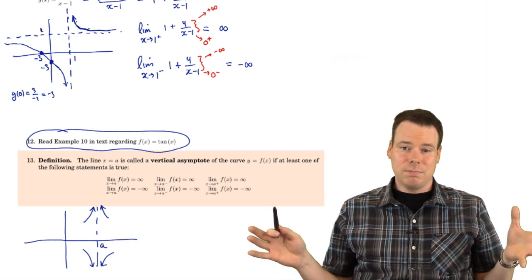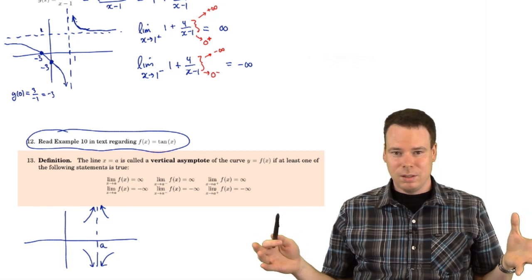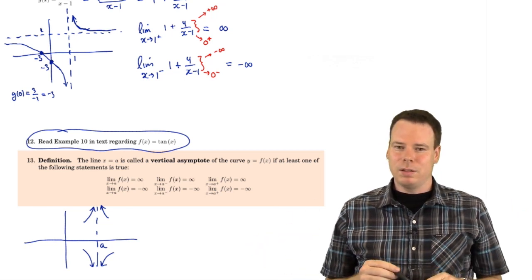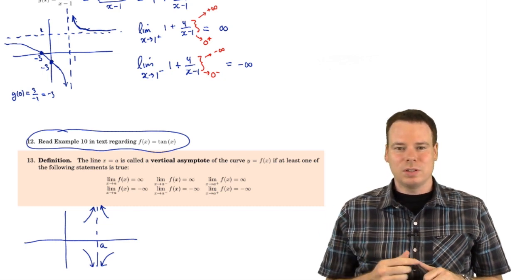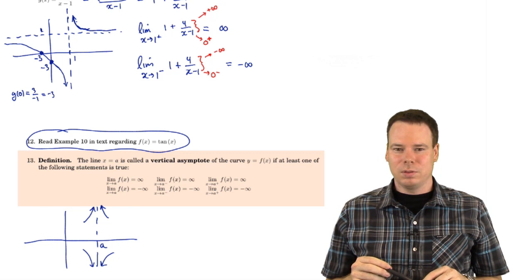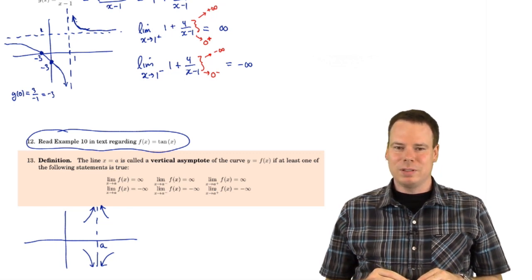Could the function touch the vertical asymptote? Could it not? I'll leave you to think about that. Maybe try to think of an example where you have a function that has a vertical asymptote and the function also touches that vertical asymptote. We'll pick that up in class and maybe we'll discuss it a little bit more.